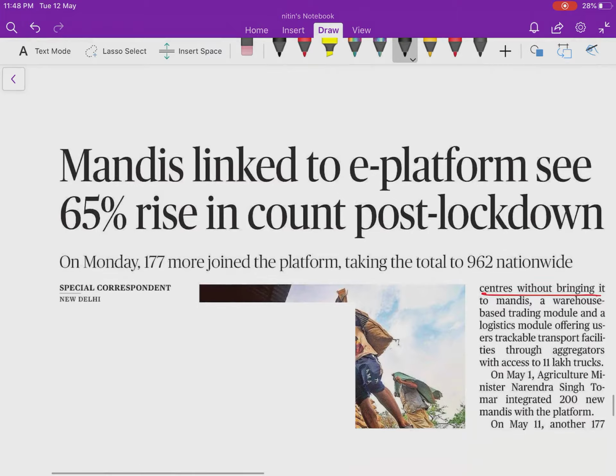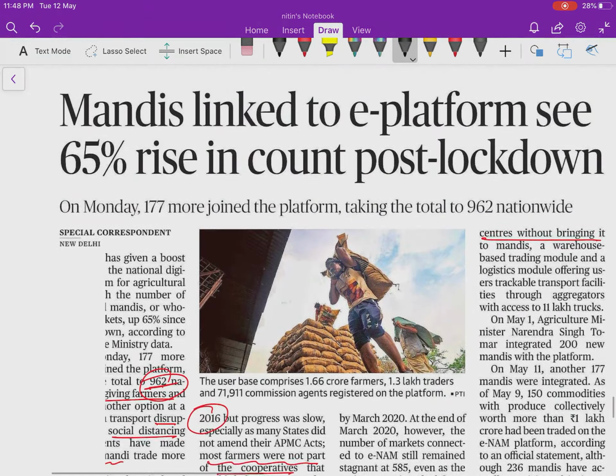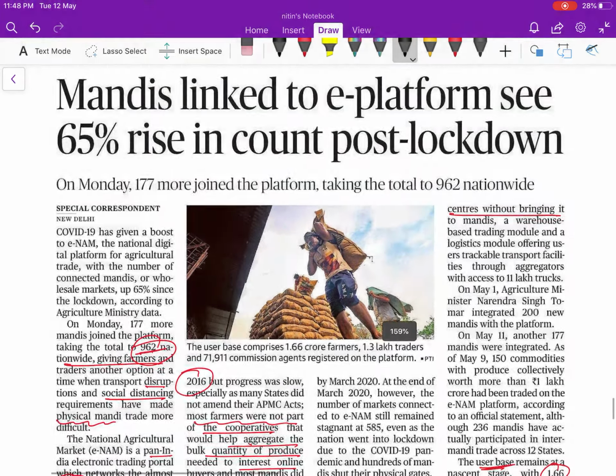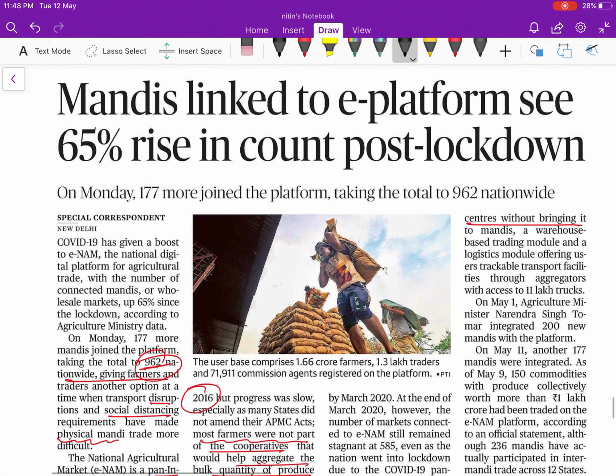So that's all from this. Now let's come to the next article. This is from the economy section of today's The Hindu. Mandis linked to e-platform see 65% rise in count post-lockdown.